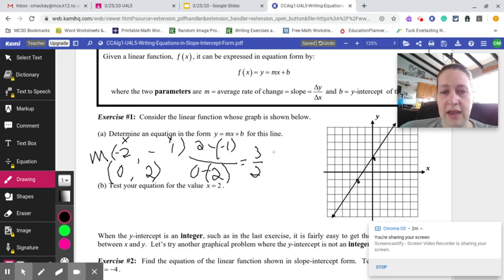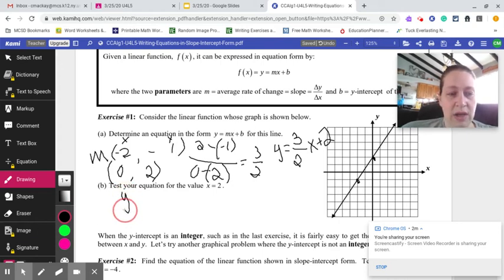So to put that in an equation, we're going to do y equals our slope, which is 3 over 2, x, and then our y-intercept, which is a positive 2, so plus 2. Okay, so that's our equation. Now, we're going to test our equation for the value of x equals 2. So when x equals 2, what should our y be?